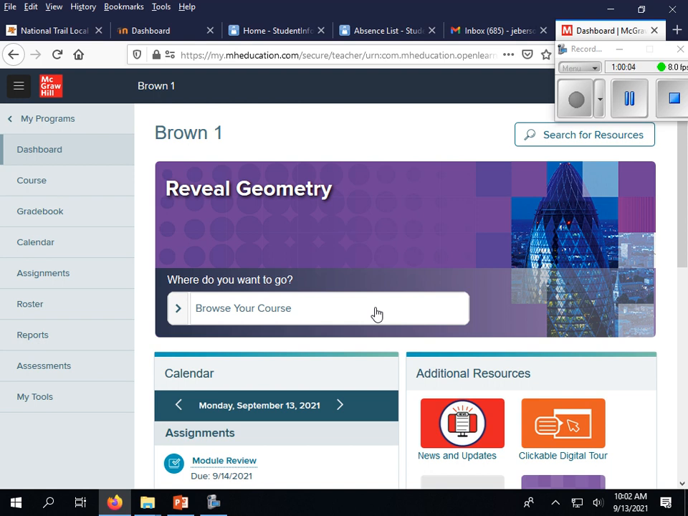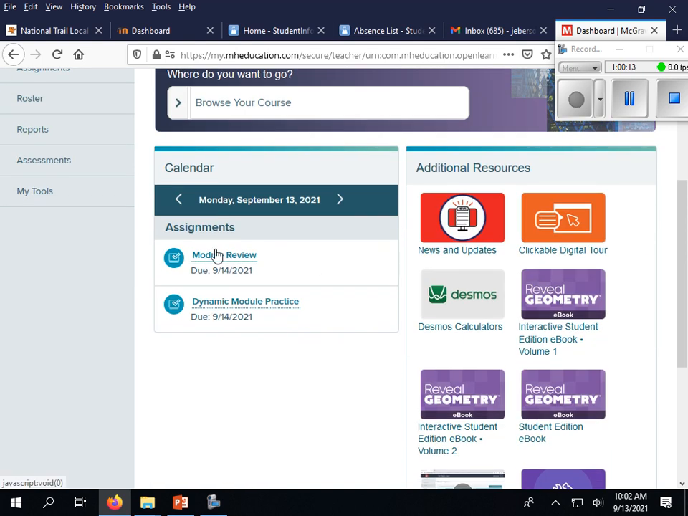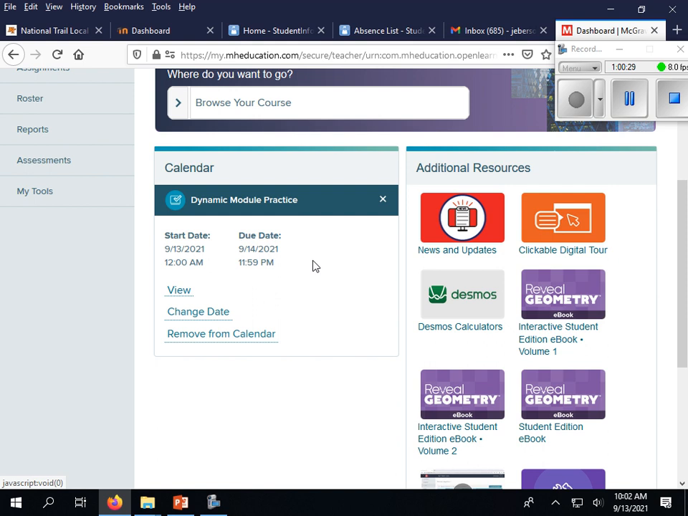Everybody to that part. Down at the bottom, you'll notice it says assignments. Everybody see here where it says assignments? Yes. We want to go to the one that says dynamic module practice. Dynamic module practice. So you want to go down to it, click on it. Then once you click on it, we want to hit view.